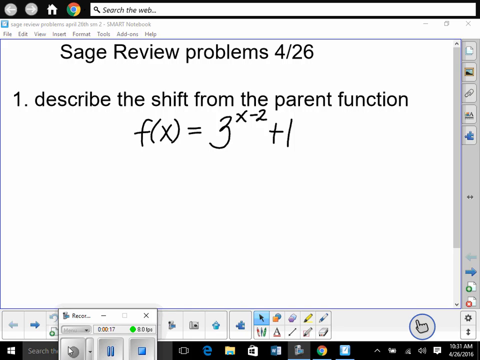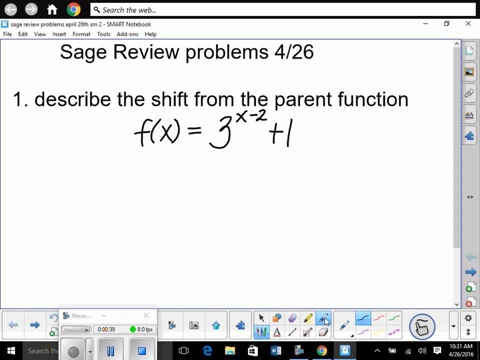The parent function of a square root function is the square root of x, the absolute value of x. Every type of function has a parent function, non-shifted. So first of all, looking at this one, it says describe the shift from the parent function. Looking at this, isn't it exponential? Isn't x up in the exponent? So it's exponential. So now let's look at the shift.